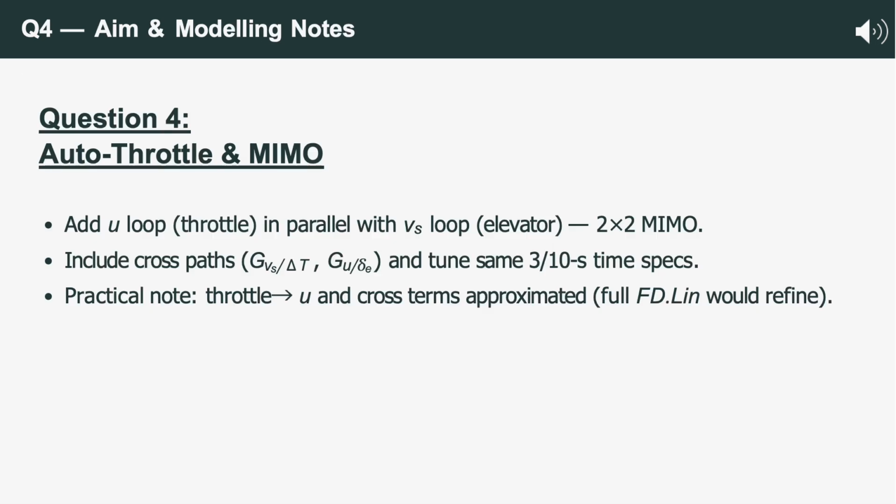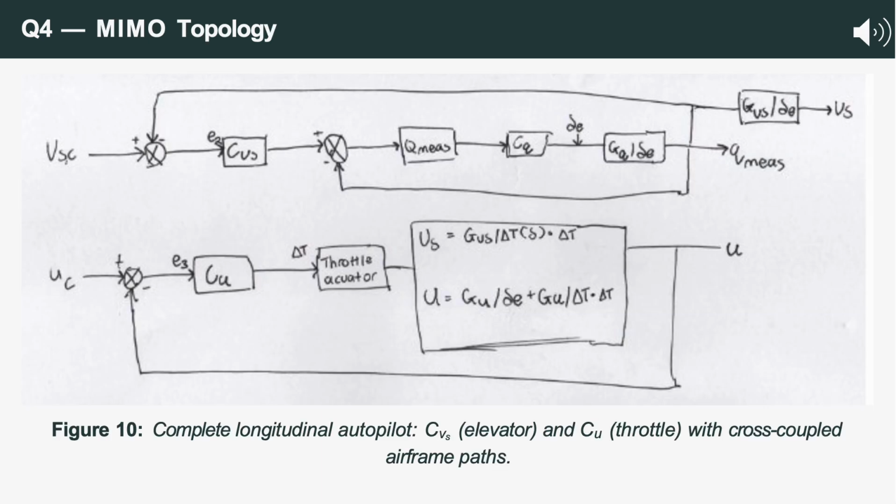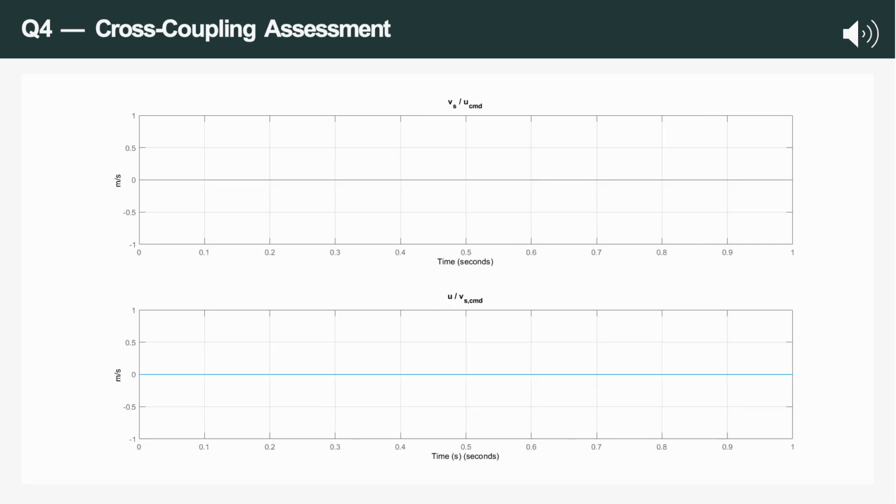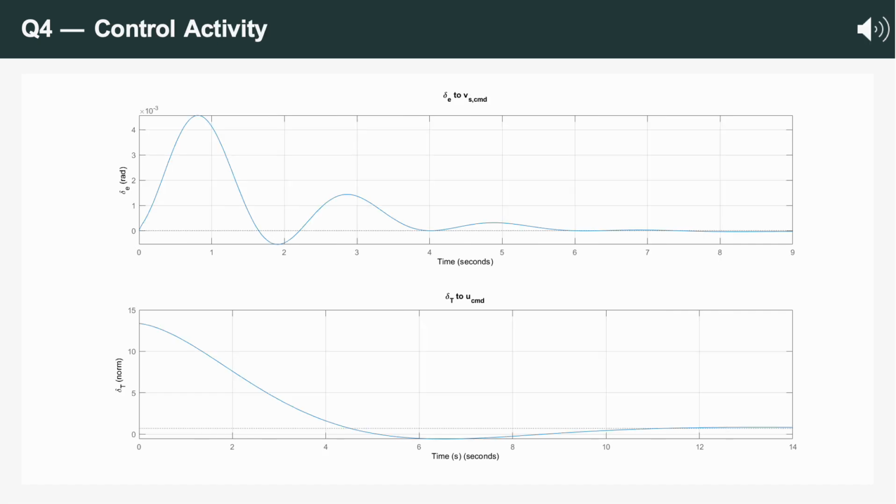Here we introduce throttle control to form a 2-input, 2-output MIMO system, elevator for vertical speed and throttle for airspeed. Both compensators were tuned with the same 3 and 10 second targets. This diagram shows both channels and their crosslinks, representing aerodynamic coupling, meeting the full system modeling requirement. Both vertical speed and airspeed responses track commands accurately with well-coordinated control action. Cross-coupling is minimal. A step in one channel barely affects the other, confirming good decoupling performance.